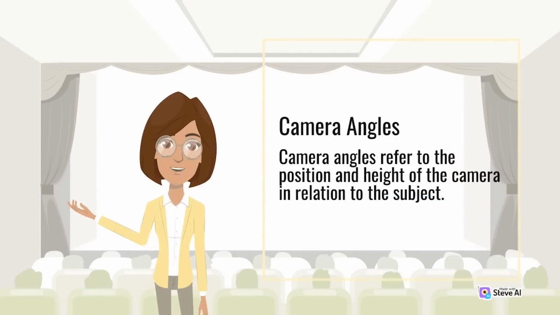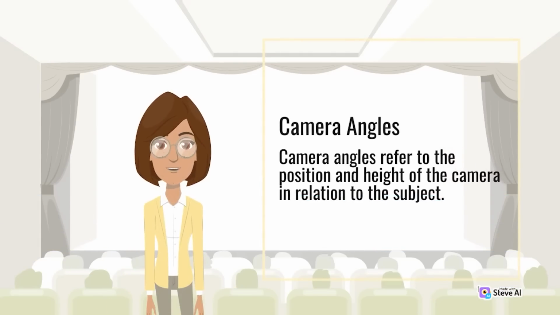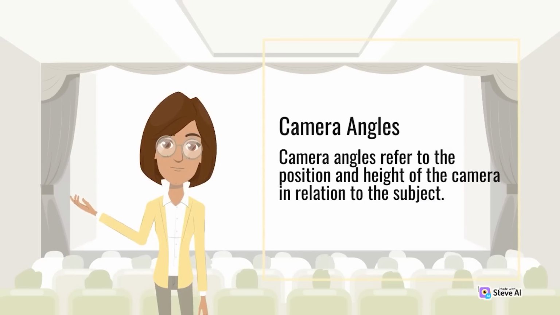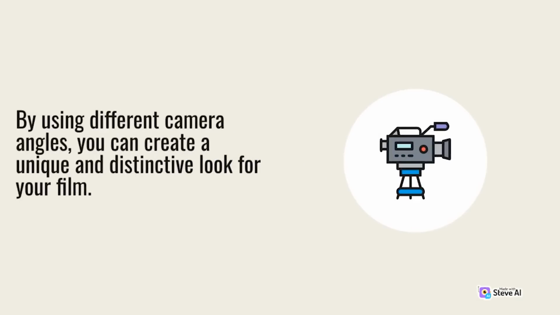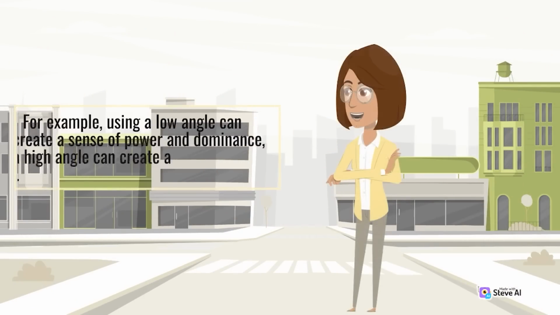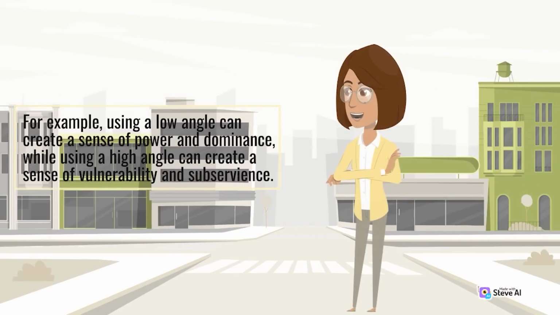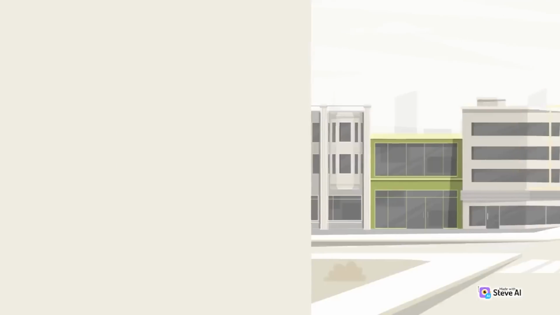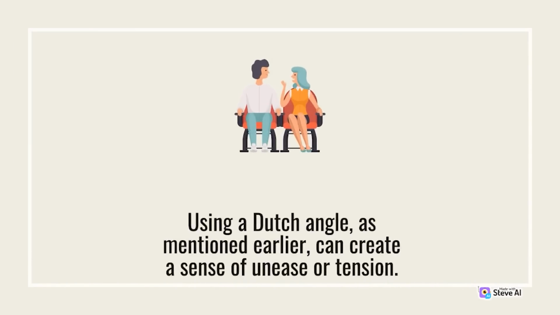Camera angles. Camera angles refer to the position and height of the camera in relation to the subject. By using different camera angles, you can create a unique and distinctive look for your film. For example, using a low angle can create a sense of power and dominance, while using a high angle can create a sense of vulnerability and subservience. Using a Dutch angle, as mentioned earlier, can create a sense of unease or tension.